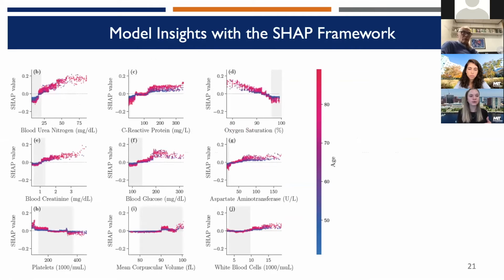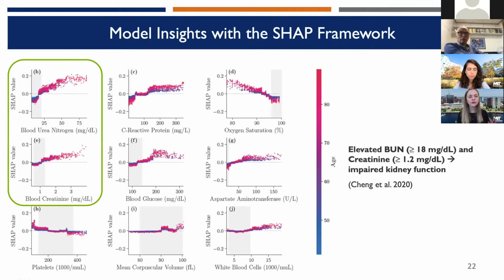We then go a layer further to explore this through these dependence plots, which show for an individual feature, as that feature value varies, what the risk contribution is across all patients in that population. For reference, we've also plotted the normal range in gray to contextualize the values. There's a lot more clinical detail in the paper, but just to give some quick takeaways. First, we see that elevated BUN and creatinine at or above the normal range bounds are both associated with worse outcomes.